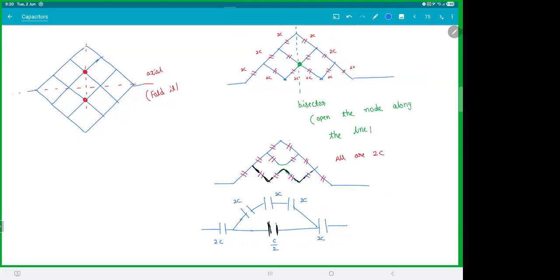Then you can find the equivalent. How much will this come? This is 2C by 3. 2C by 3 and C by 2. So 2 by 3 and a half, that is 4 plus 3, 7 by 6. 7 by 6, 2C by 2, C, and that will be another C. So that is 1 by 7 by 6 plus 1. 7C by 13.